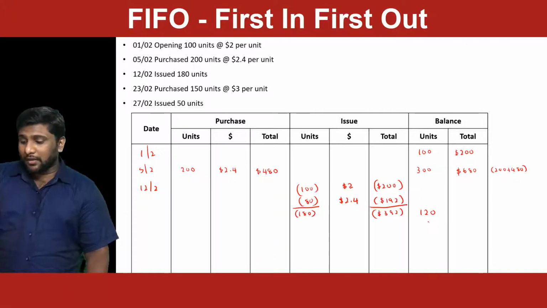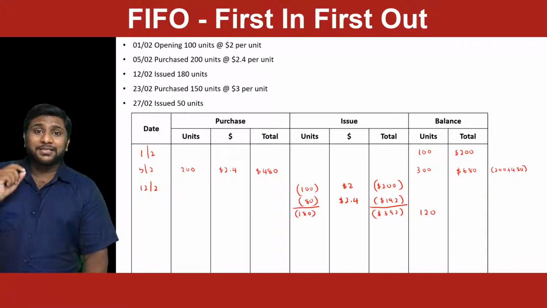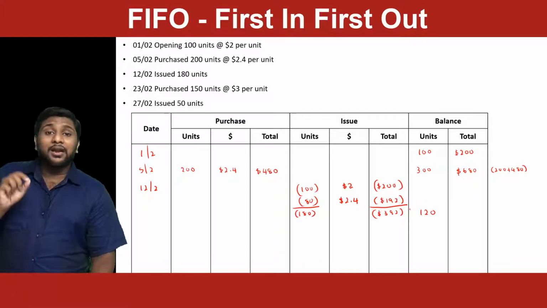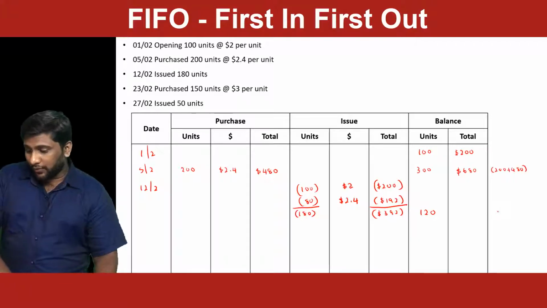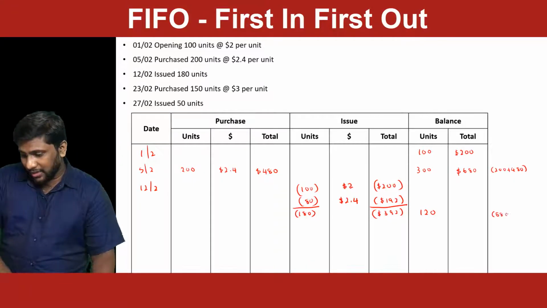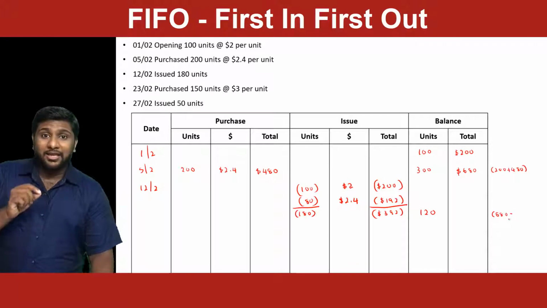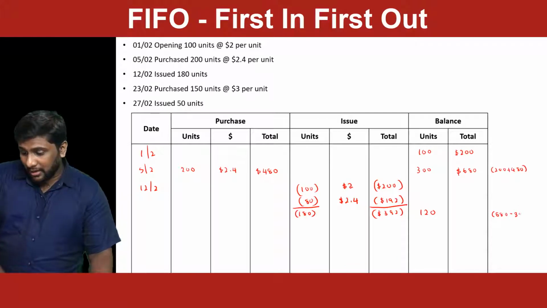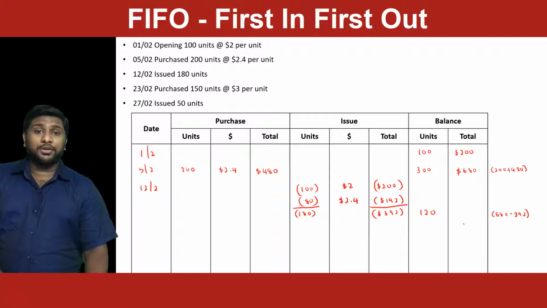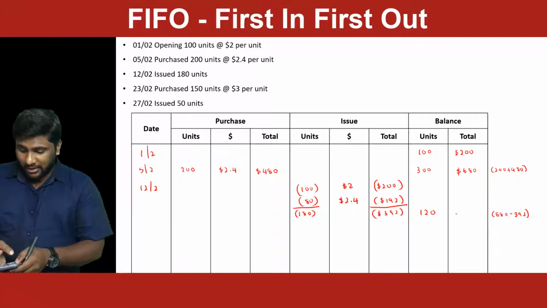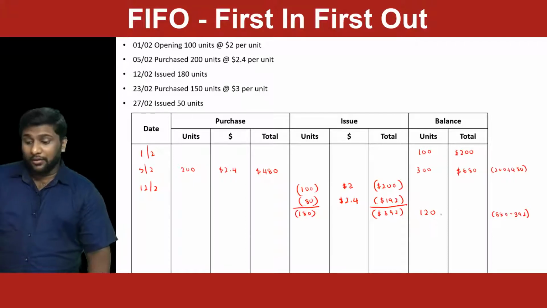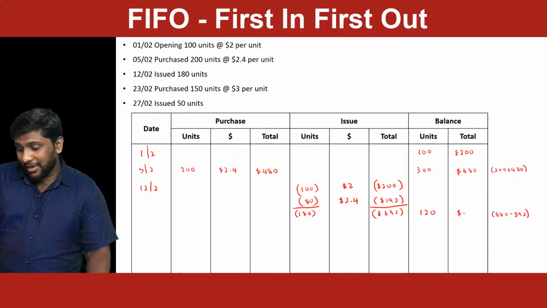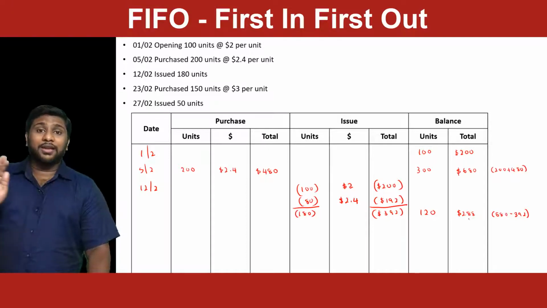What's the value of that 120 units? Before the issuance, you had materials which had a value of 680. From that, 392 worth of materials you are issuing. So what's the balance that you are getting there? 680 minus 392, you are getting a value of $288. So that one is done.